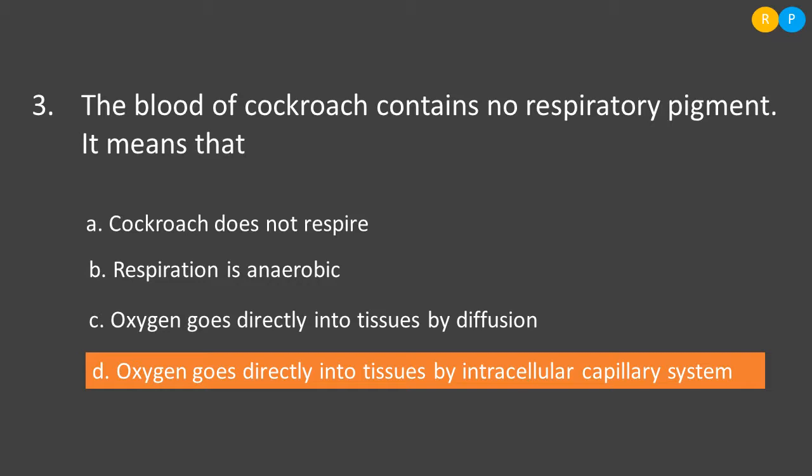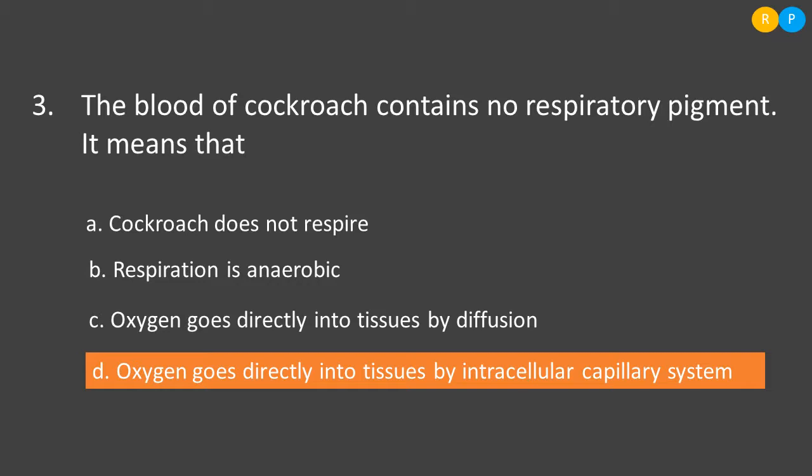Then option C, oxygen goes directly into tissue by diffusion. By direct diffusion, the animal is not able to take in oxygen, because the outer surface, the exoskeleton of the cockroach, is very hard, so diffusion does not help to take in oxygen directly. Then option D, oxygen goes directly into tissues by intracellular capillary system.